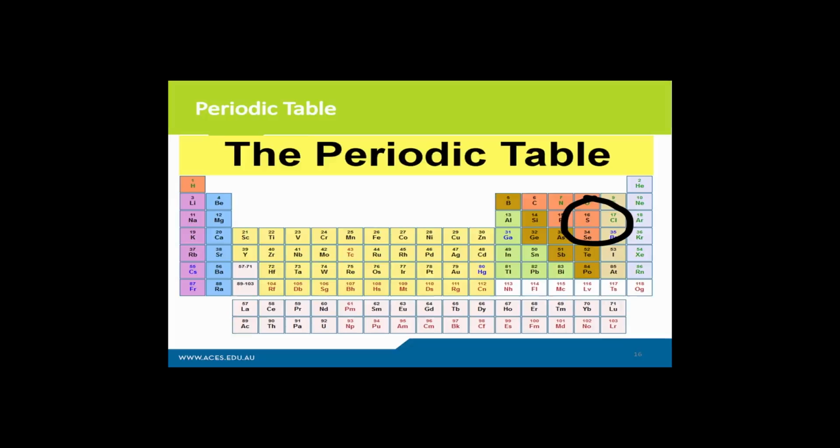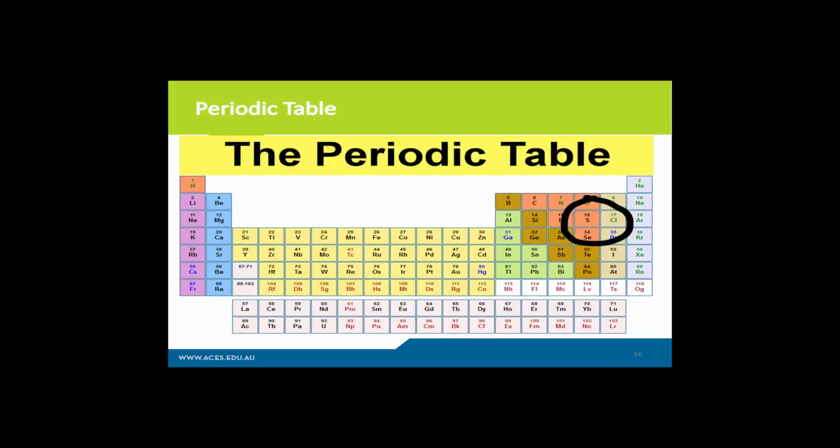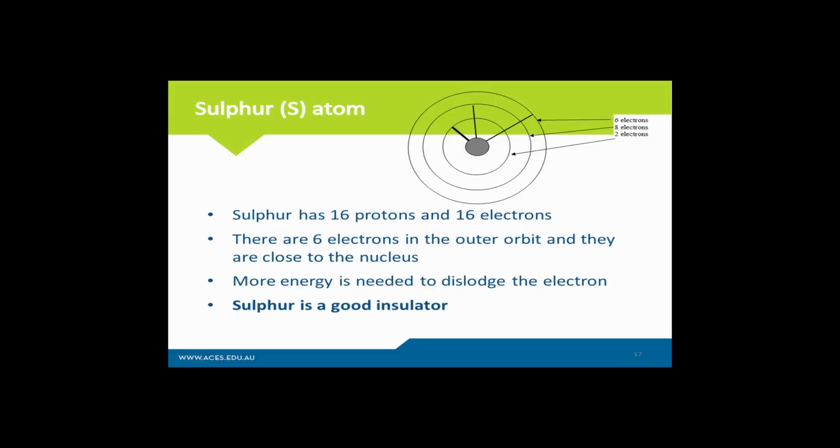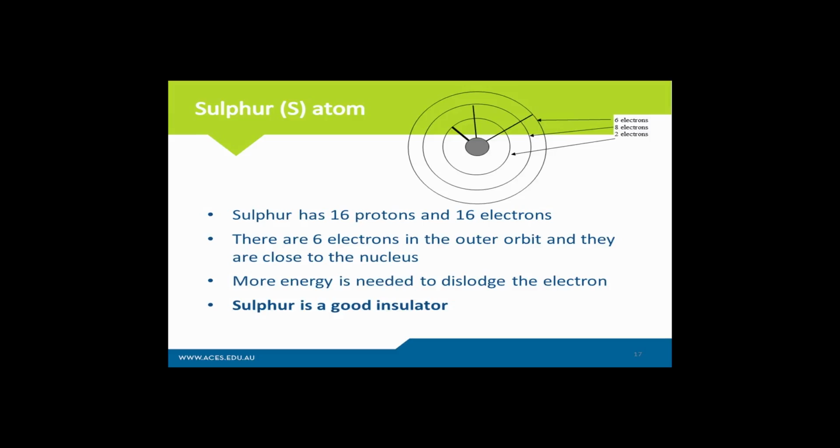Going back to another example in the periodic table, we have sulfur. Sulfur is 16 on the periodic table, so it means it has 16 protons and 16 electrons. There are 6 electrons in the outer orbit, so if you look closely, we have 2 electrons in the inner orbit here, 8 electrons in the middle orbit, and then 6 electrons in the outer orbit. Because it has more than 3 electrons in the outer orbit, it's not going to be a good conductor. It won't want to give away its electrons, which means it will probably be a good insulator because it won't conduct electricity and it won't conduct heat. More energy is required to dislodge the electrons, and that's the reason why it will be a good insulator.